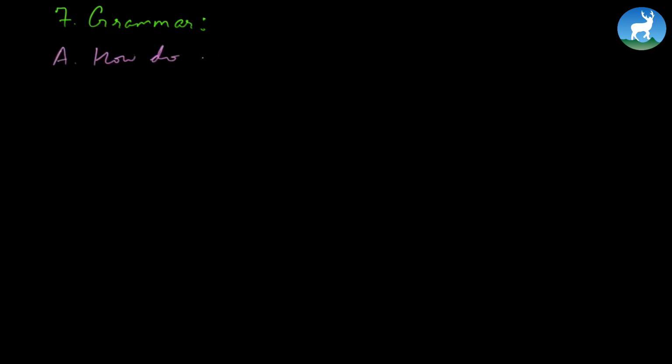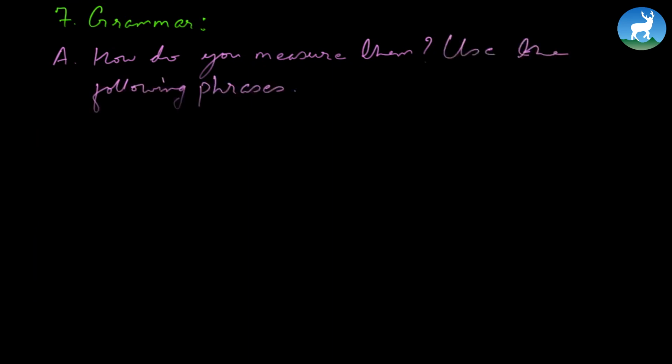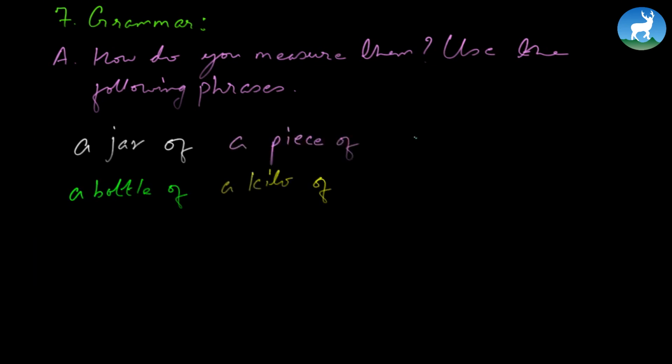How do you measure them? Now the phrases are given here. Use the following phrases: a jar of, a bottle of, a piece of, a kilo of, a packet of, and here we have a liter of. A very easy exercise, by the way. So these are the phrases given here in the book: a jar of, a bottle of, a piece of, a kilo of, a packet of, a liter of.